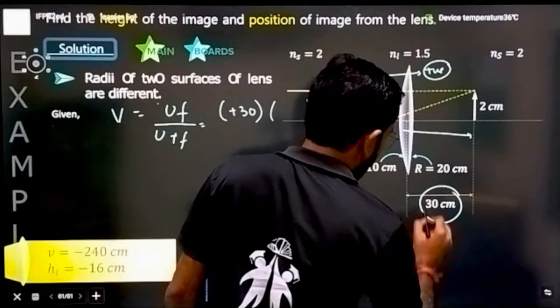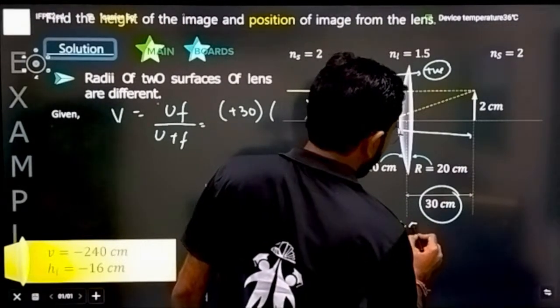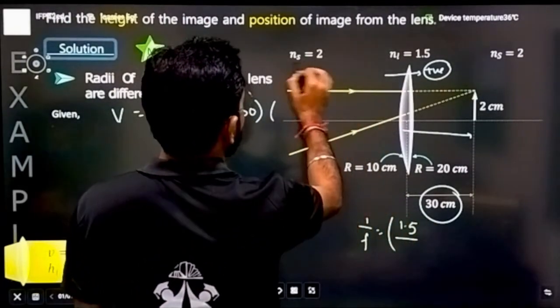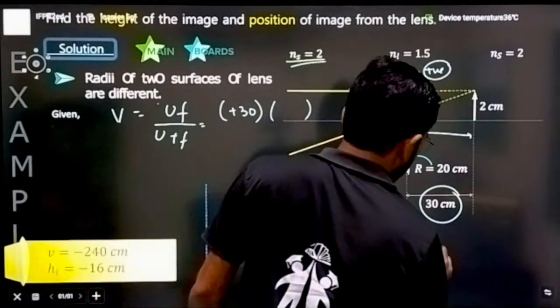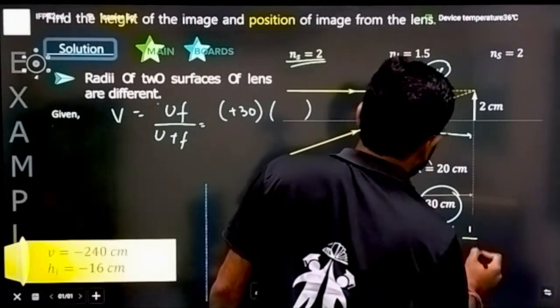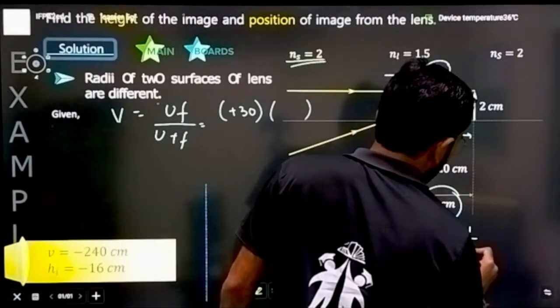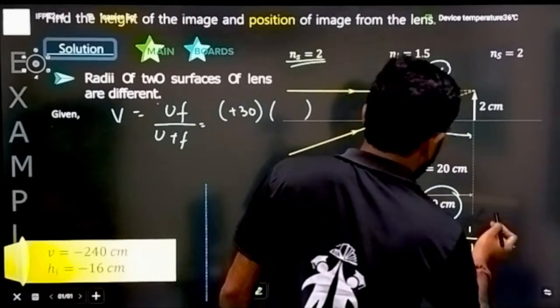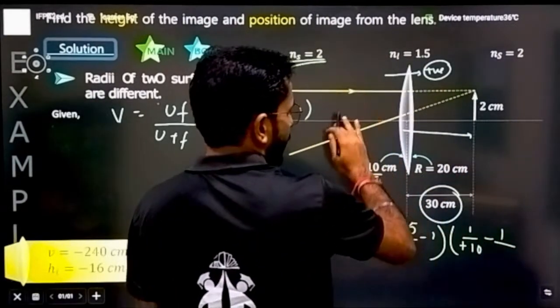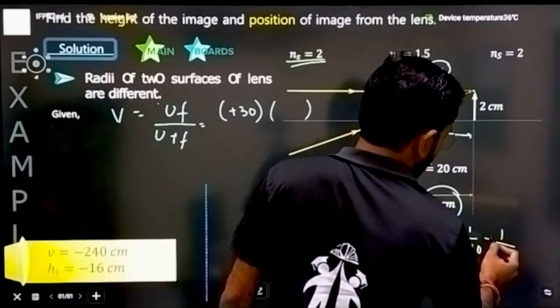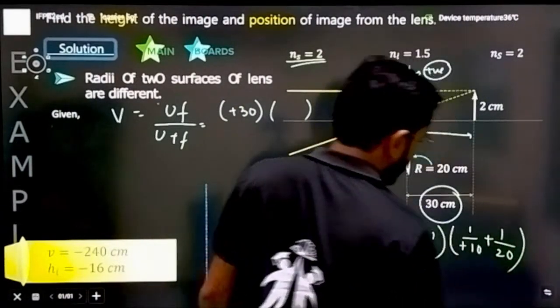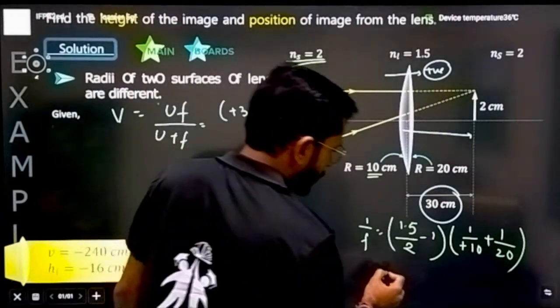1 by f is equal to n of lens minus 1. N of lens is how much? 1.5 divided by the surrounding, it is given. Surrounding is given as 2. That is also one thing. Into 1 by R1 minus 1 by R2. R1 you will take, it is going to the right side, that means plus 10. R2 is going in the negative direction, that means it will become plus 20. Now solve this. Check what value is coming.